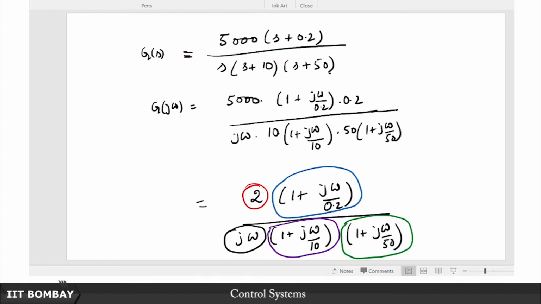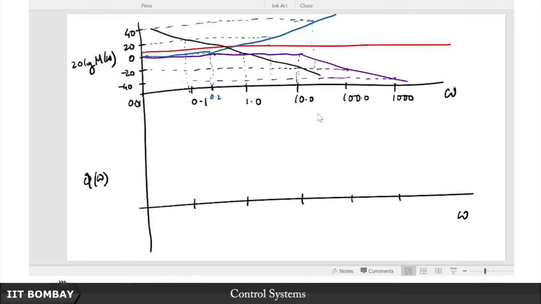What about the green block? This has a break frequency at 50. So 50 would be closer to 100 than 10, because again, remember, this is a log scale. So we'll have 50 somewhere over here. Let me use the green color here. So this is 50 somewhere over here, and let me draw the other block.